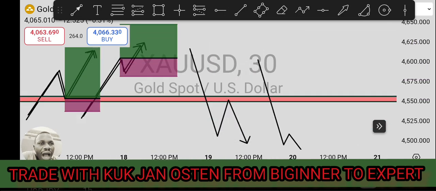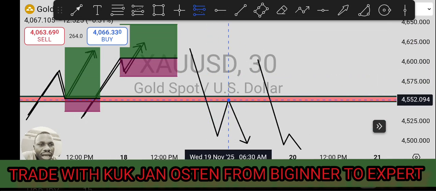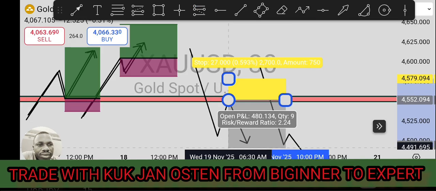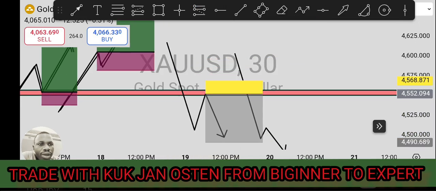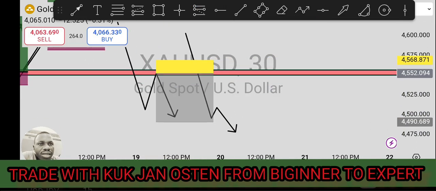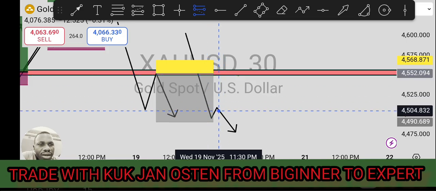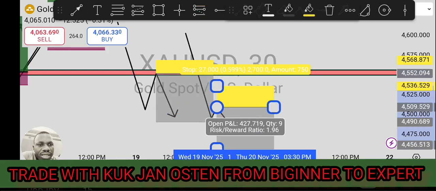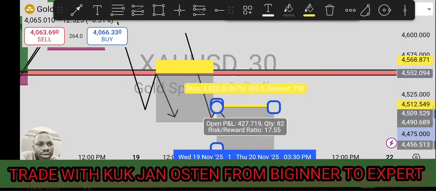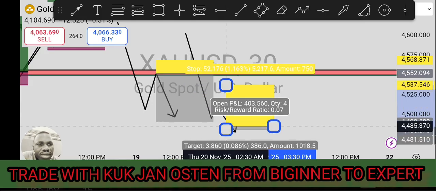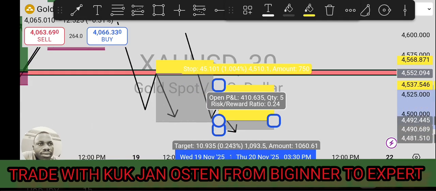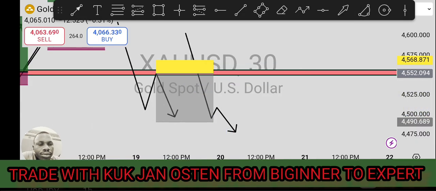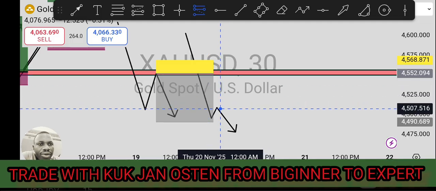So this is how we trade. We enter after the retest. Yes, we only enter after the retest like this.